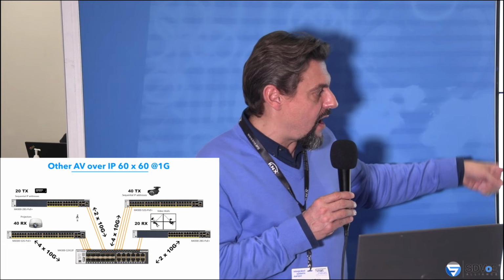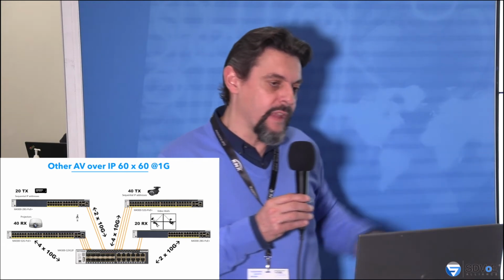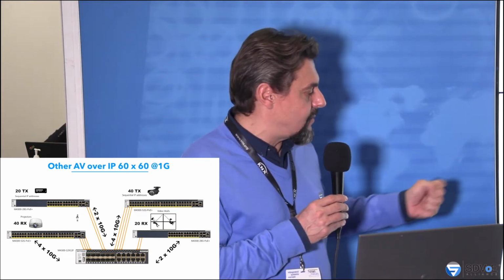And reversely, if you have another pack of 40, this time receivers that will receive those multicast packets, that's another group of 4 ports of 10 gig Ethernet that will be a strict requirement for your installation. So 1 gig over IP is all about 10 gig, okay? And none of the existing networks can do that.